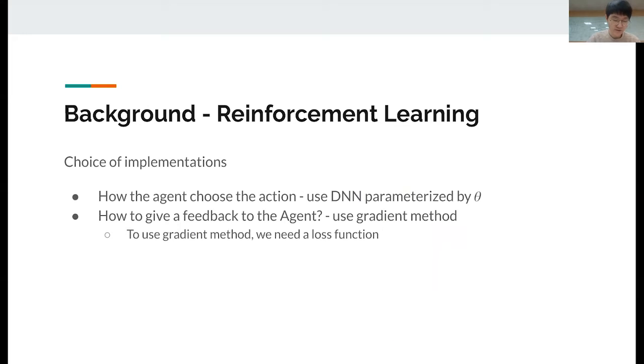So we have a choice of implementations on how the agent chooses the action and how to give feedback to the agent. We use a deep neural network parameterized by zeta for the action policy and give feedback to the agent by gradient method. To use a gradient method, we need a loss function. From now on, we are going to talk about various reinforcement learning algorithms that emerge according to various loss functions.